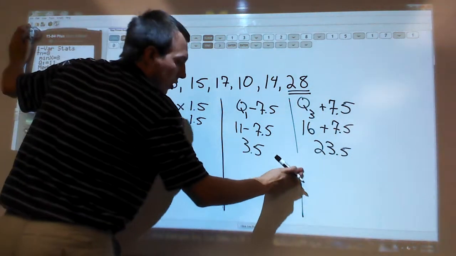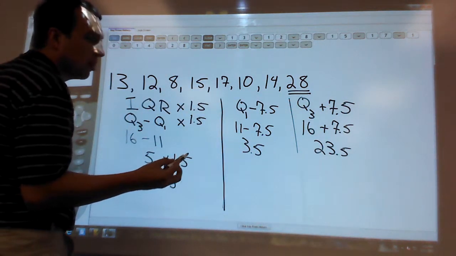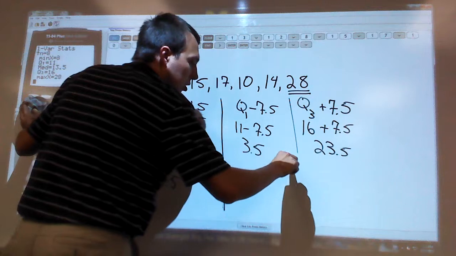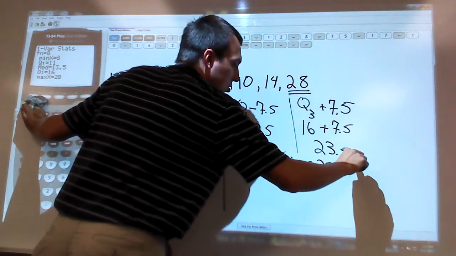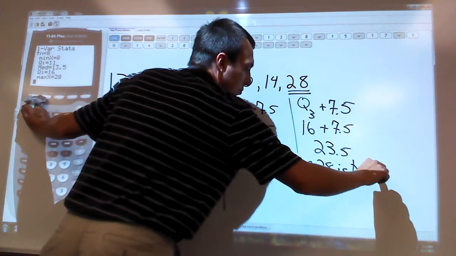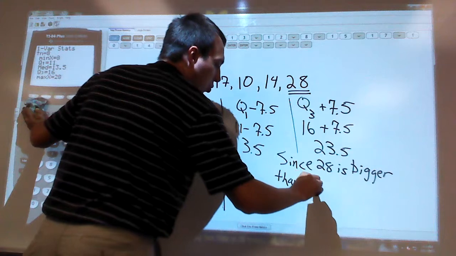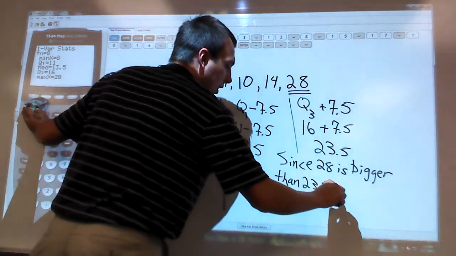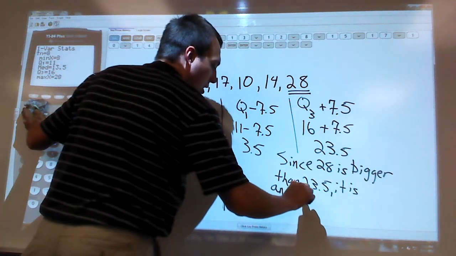So I would write on the AP test, I'd show this work, maybe not all the steps, but most of the steps. Since 28 is bigger than 23.5, it is an outlier.